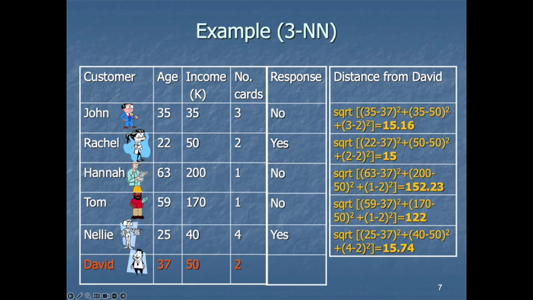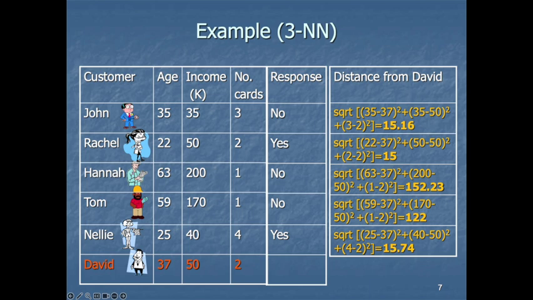So here you can see all the calculations. We computed the distance of each of the customers with respect to David. Based on these numbers, which are 15.16, 152, 122, and 1572, which are the three nearest neighbors? Yep. So I marked them in bold, so you can see that they are the closest or the nearest neighbors. The reason is because they have the smallest distance with respect to David, right? So they are closest.